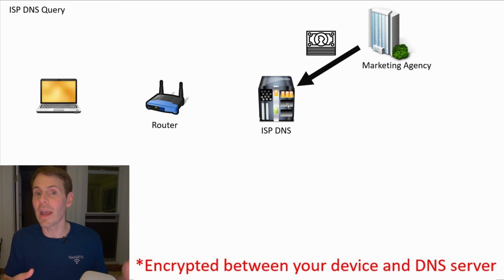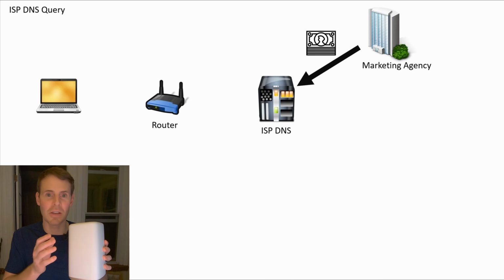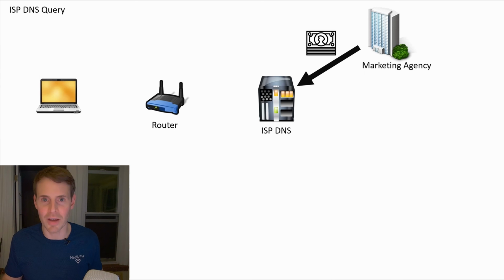So although nobody else might be able to read that DNS request, it will still be going to your ISP's DNS server, so they'll still be able to read it. So this begs the follow-up question: how can you prevent your gateway from spying on your internet traffic?